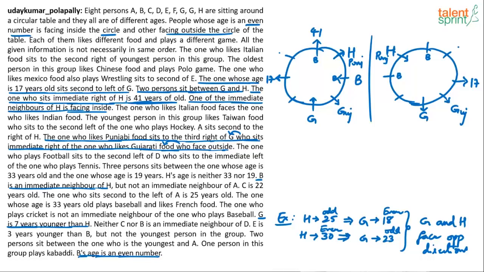You getting it? Likewise, in case number 2, the one who sits on the immediate right of H is 41 years old. Now H is facing center. Immediate right will be anti-clockwise, so this should be 41 years. And since this is 41 years, the person should be facing outwards because odd numbers face outside. B's age is an even number, so B cannot come here. B has to come here. And since B's age is an even number, B should be facing center. Yes or no? Yes. Now let me clear all this so that I can do other markings if required.